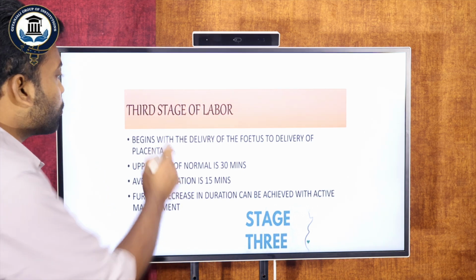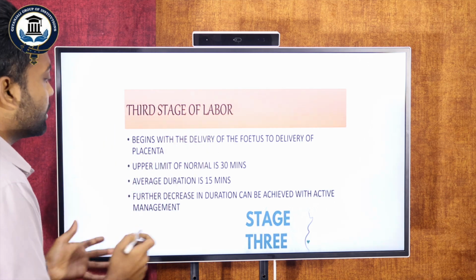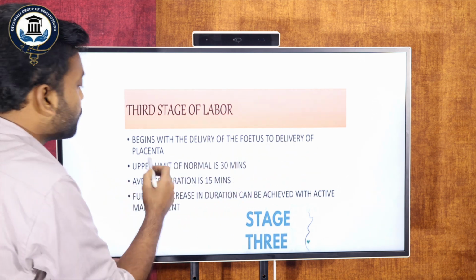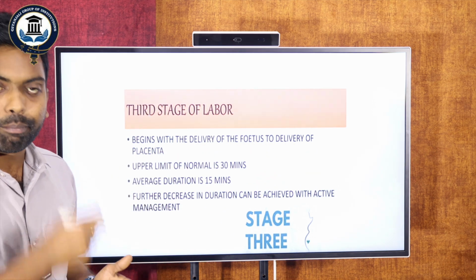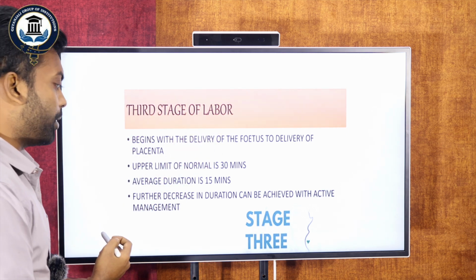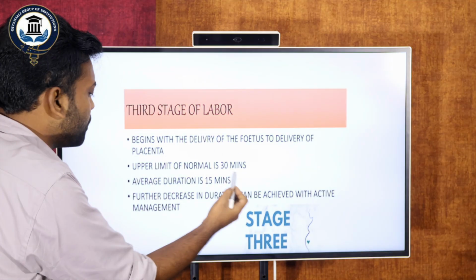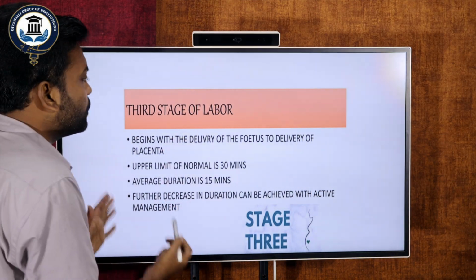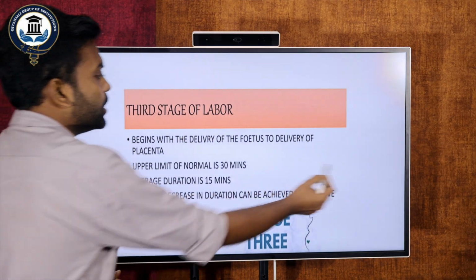My dear students, the third stage of labor begins with the delivery of the fetus and ends with placenta expulsion. Placenta expulsion is the main element we can see in the third stage of labor. The average time is 30 minutes, or less, about 15 minutes. So these are the things seen in the third stage of labor.